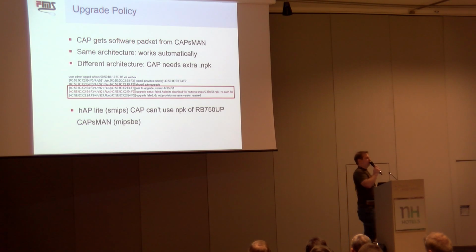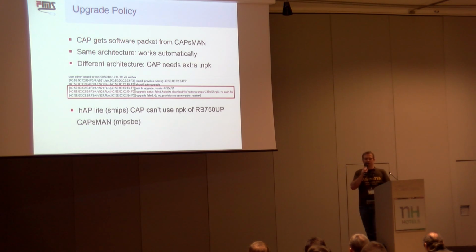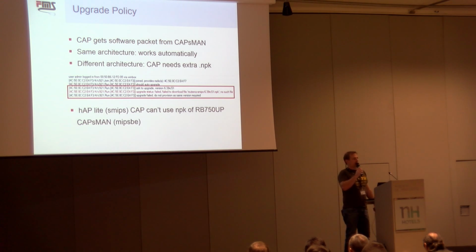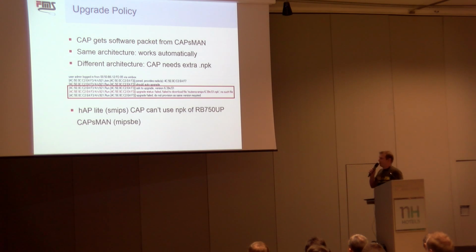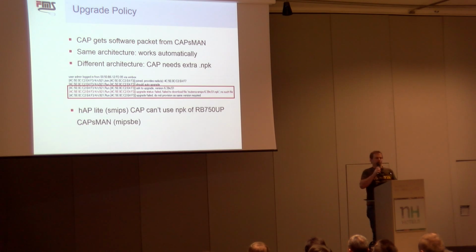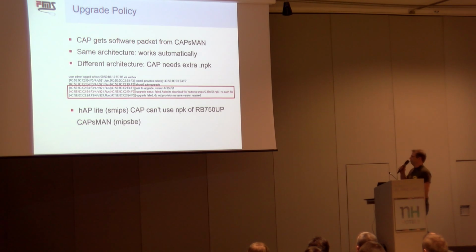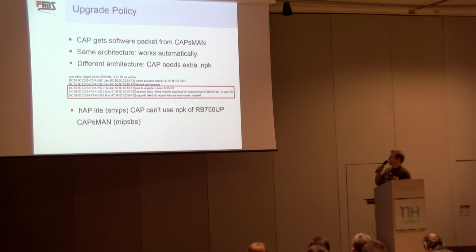If CAP and CAPsMAN use the same architecture, things are like fire and forget. It's quite easy. All you have to do is set the upgrade policy and nothing else to take care of. What you see here is an example with CAP and CAPsMAN using different architectures, like a hAP lite, which is SMIPS as a CAP, and RB750UP as a CAPsMAN, which is MIPS BE. And the MIPS BE simply doesn't have the RouterOS firmware for a SMIPS device.